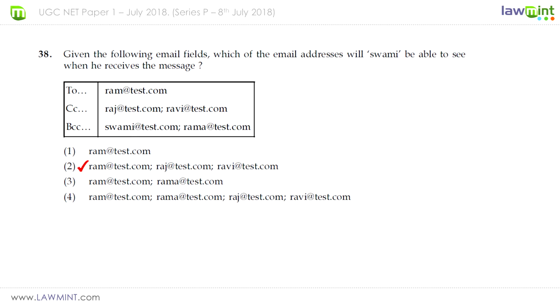For example, if I have to send an email out to 1,000 people and I don't want them to know the distribution list of the email and I don't want them to start replying to everybody, what I do is I can put the email addresses in the BCC field and send it out. So everybody will still receive the email, however they will not be able to see the recipients of the email. So the BCC field will be invisible. Among the given answer choices, choice 2 is the correct answer because it contains only those email IDs which are there in the To and the CC fields. So 2 is the correct answer.